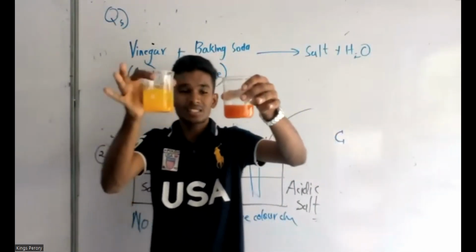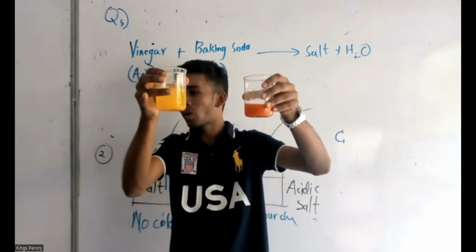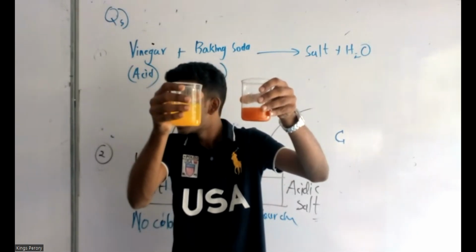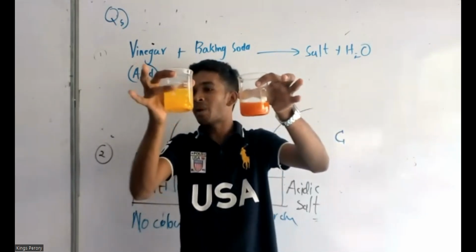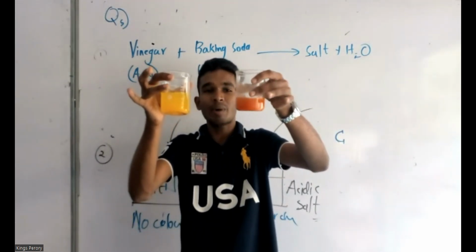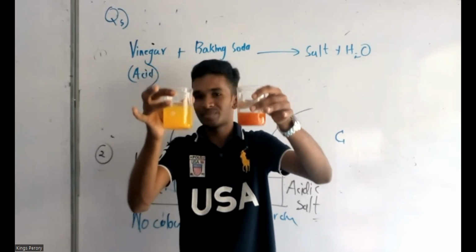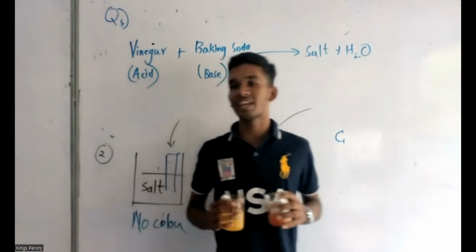My right hand contains acid and turmeric powder. My left hand contains base and turmeric powder. Can you see the color change? Acid and turmeric powder actually gives no color. Base and turmeric powder, the full solution turns red. Right? So remember, even at our house we have so many indicators.